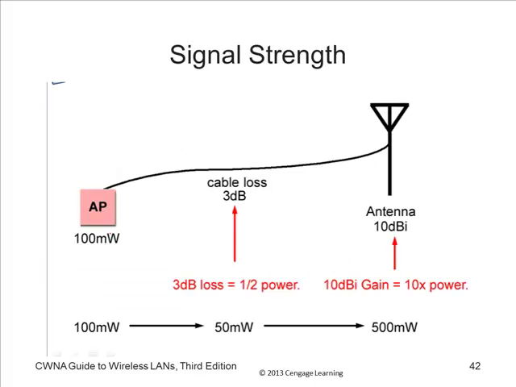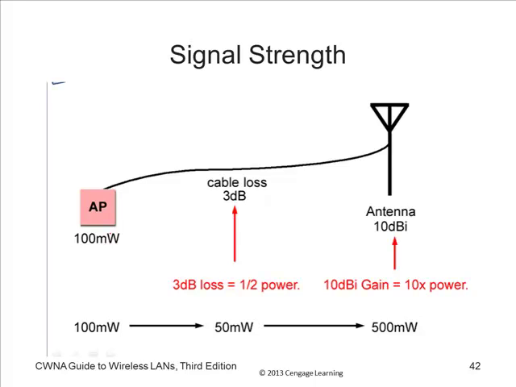This is just 100 milliwatts. We get a 3 dB loss here. The access point is 100 milliwatts. The cable loss is 3 dB, which is a minus 3 dB, so we're going to reduce it by 50%. And then the antenna gets a 10 dBi gain, or 10 dB gain. So with a 3 dB loss, half power, we go from 100 to 50, and then we get the 10 dB, and we're going to have 500 milliwatts out of the antenna, by calculating the power gain or power loss of each of the components.